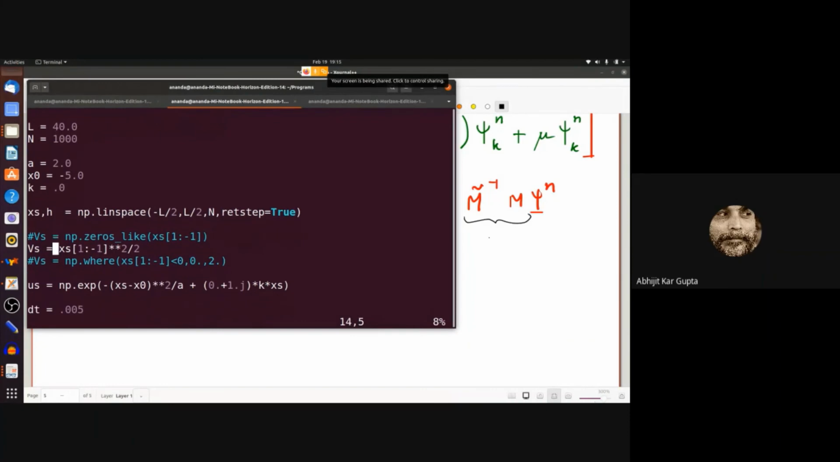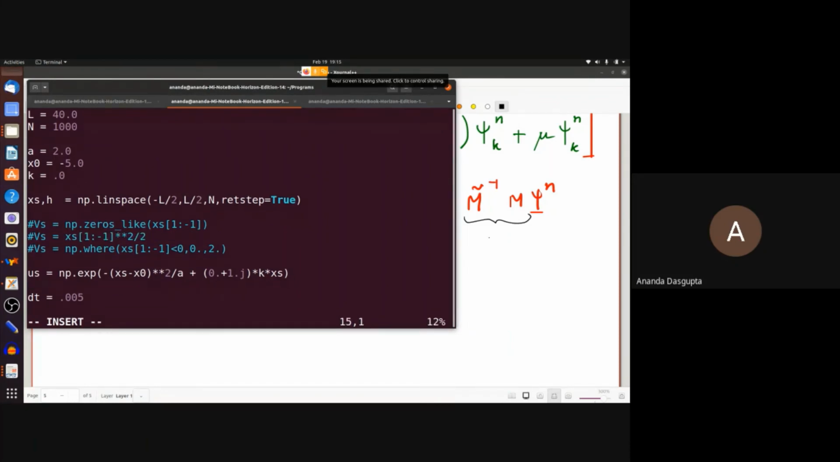Potential step. Okay, let's just see what happens with a potential step. Of course, I can't comment out all the lines, because then I will not have any potential, and the program is going to complain about not having any V's. Okay, this is straightforward, by the way. I hope everybody knows what where is.